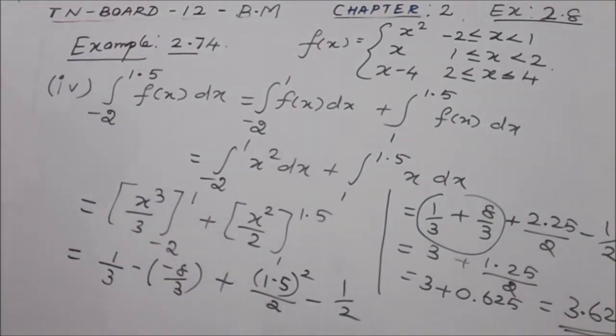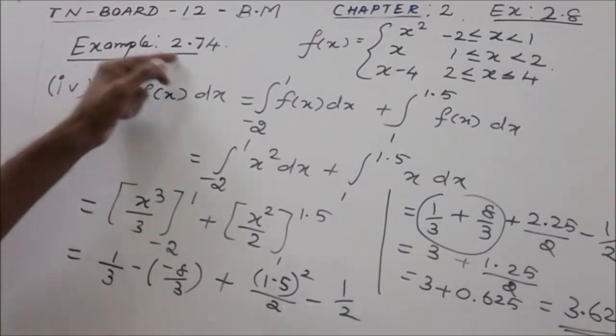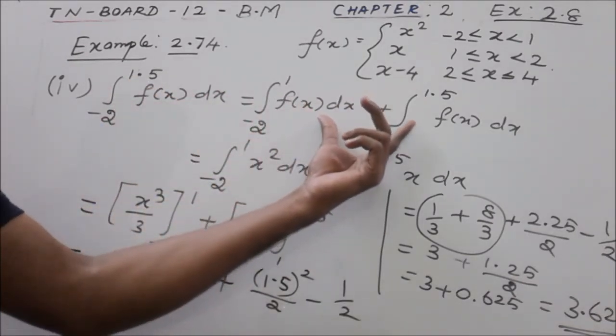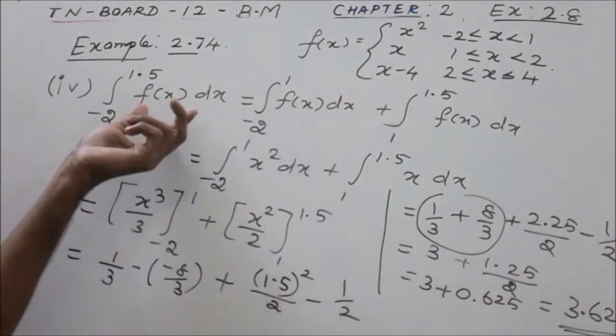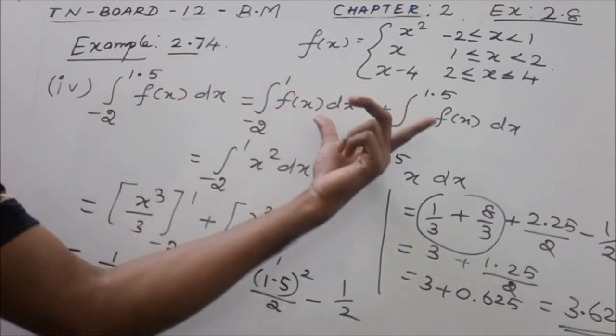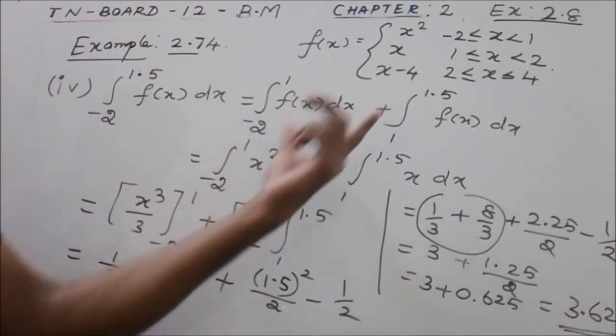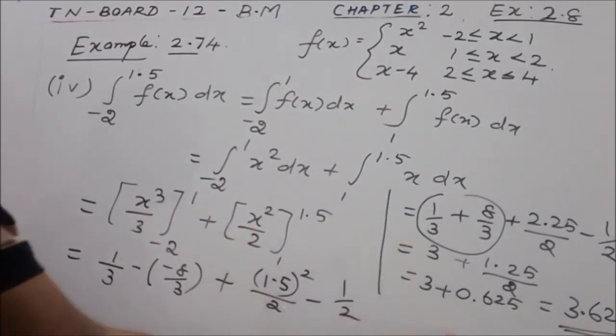For the fourth subdivision, we should split the given interval, total interval into two intervals according to the given function. So the total integral value is split into two integral functions, and then integrating, substituting the respective limits, we will get 3.625 as the answer of the fourth subdivision. Now we have the last subdivision, fifth one.